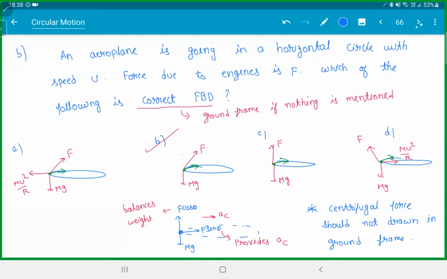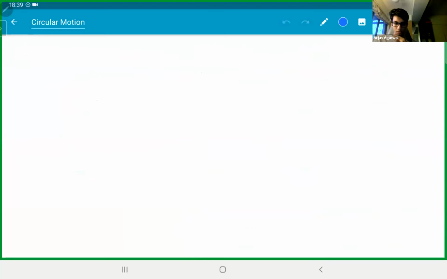Banking of roads. Any doubts on this? Abhinav, clear, na? Vartika? Yeah. Anika, clear? Venkatesh? Neil? Clear? Neil? Got this? Arjun? Yes, sir. Next.